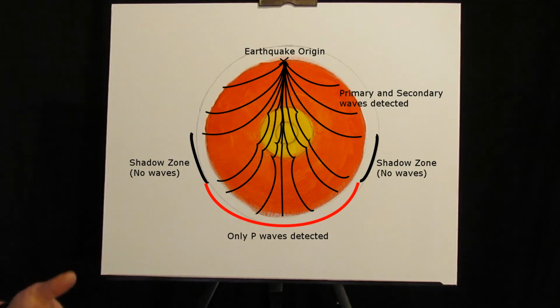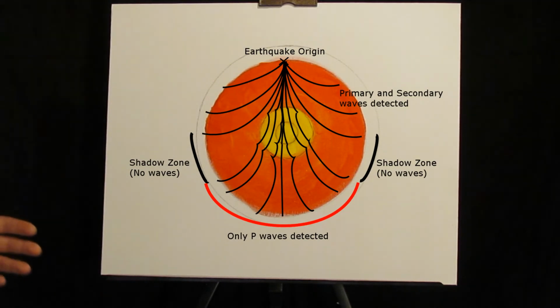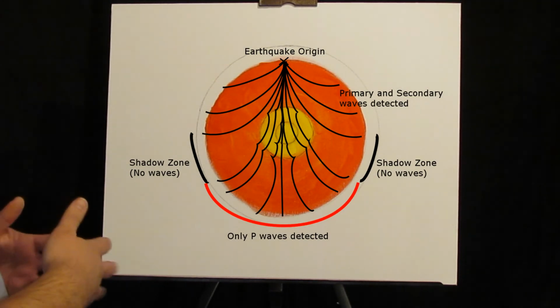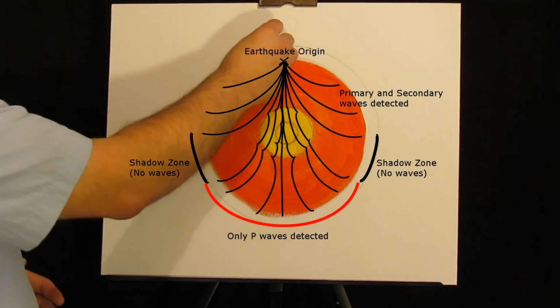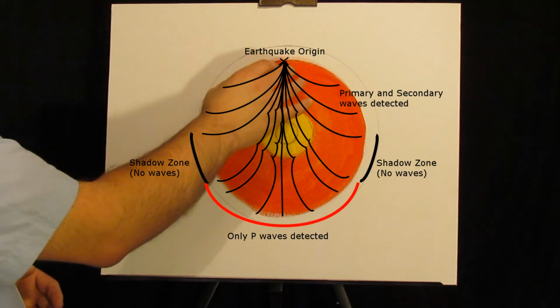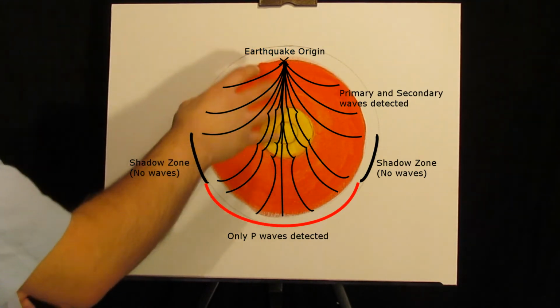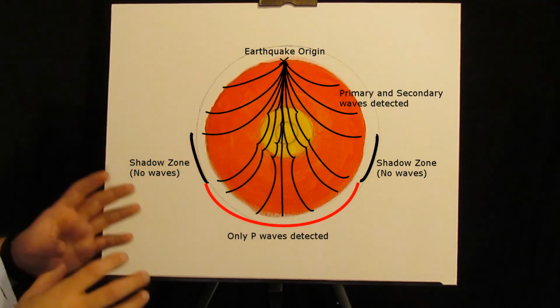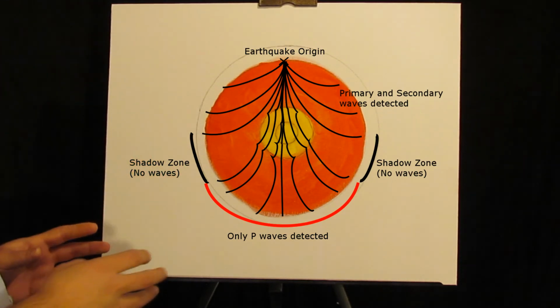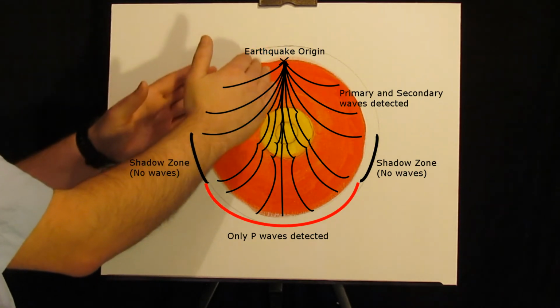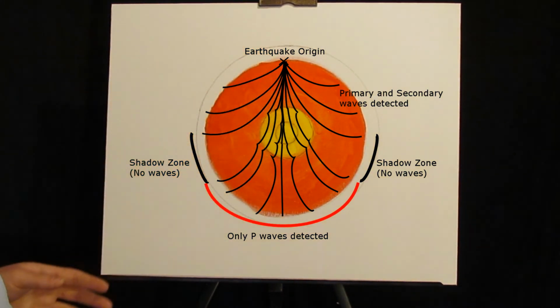Now, an interesting thing happens with waves when they enter substances of different density. Okay, so it travels quickly through the crust, but then slows down in the mantle because the mantle's not quite fully solid. It's a little bit more viscous, and it's really dense. So it slows down a little bit, and that changes the way that the waves travel through it.